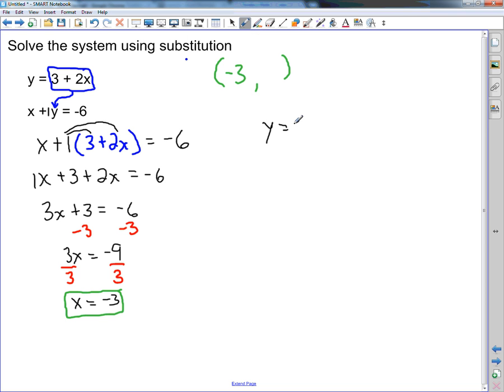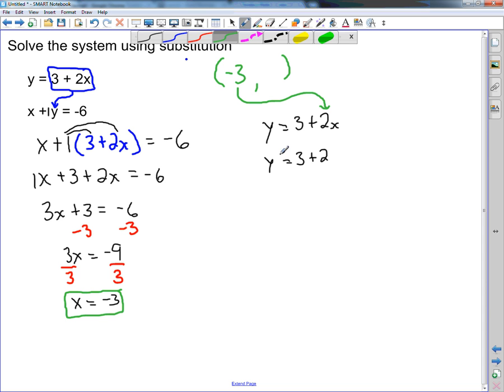So we have y equals 3 plus 2x. So we're going to take this value of x and drop it in, and that should tell us what y equals. So y equals 3 plus 2 times -3. Remember, if I'm moving too fast, you can always pause and rewind.